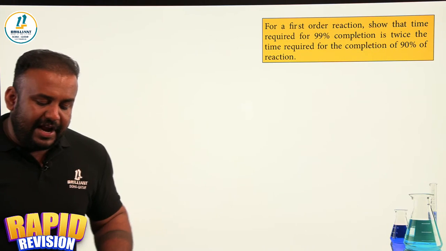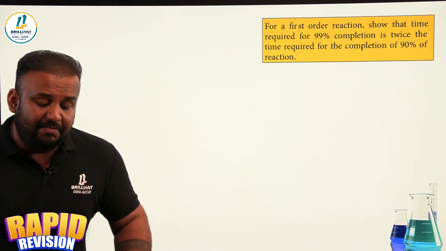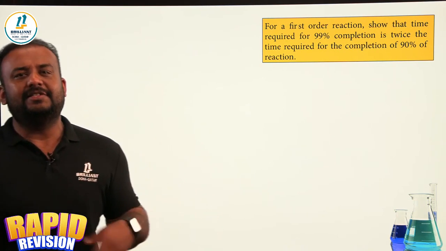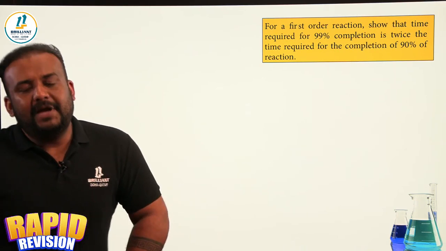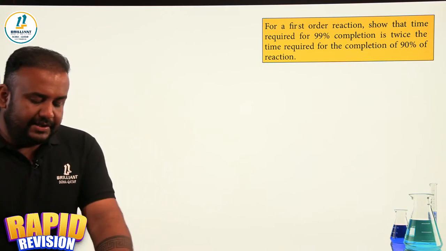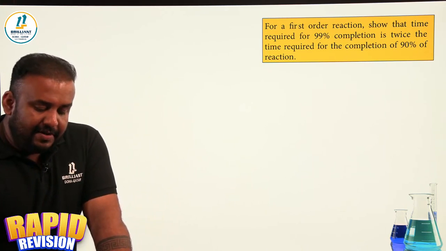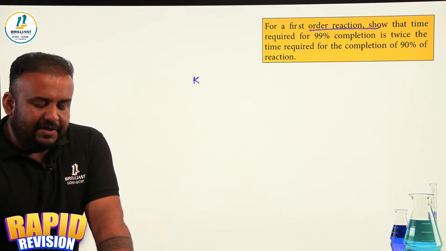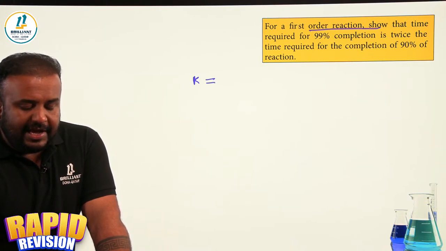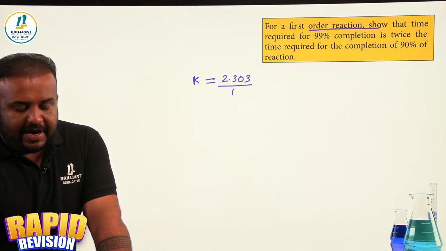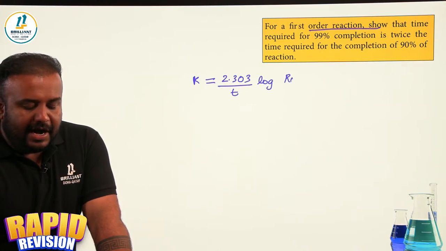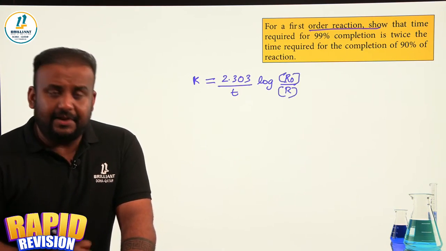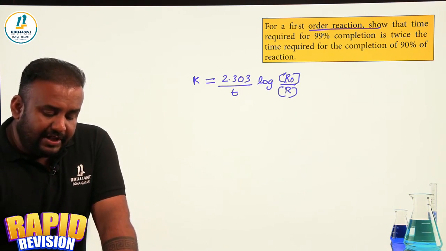Next, for a first order reaction, show that the time required for 99% completion is twice the time required for the completion of 90% of the reaction. In the past 10 years, this would be the most frequently, repeatedly asked question related to kinetics. Very easy question. For a first order reaction, tell me the integrated rate equation for the rate constant. K is equal to 2.303 divided by T log of R naught by R. Correct? This is the integrated rate equation for the rate constant, right? So what are they asking?